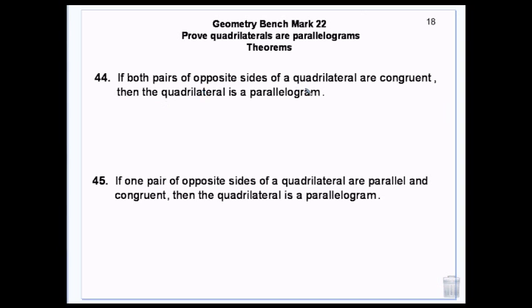All right, so we have some parallelogram theorems. If both pairs of opposite sides of a quadrilateral are congruent, then the quadrilateral is a parallelogram. It's hard to say that word sometimes. So basically, if you have some quadrilateral, and you're able to say that both pairs of opposite sides are congruent, if this situation occurs, then you have a parallelogram.